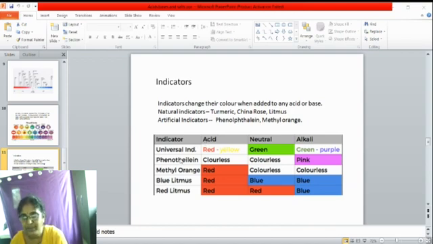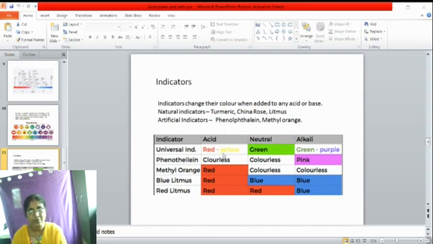So in the last video we have discussed indicators. Now, indicators are those solutions or substances which can change their color when added to any acid or a base. As such, indicators are of two types: natural indicators as well as artificial indicators. The natural indicators are turmeric, China rose, and the litmus papers, red as well as blue. Whereas artificial indicators are phenolphthalein and methyl orange.